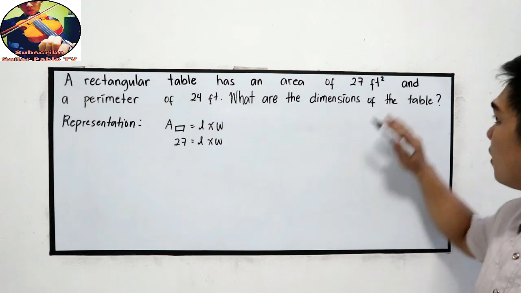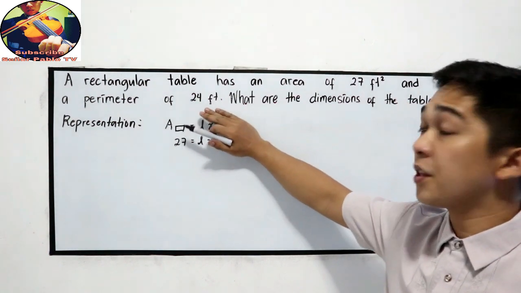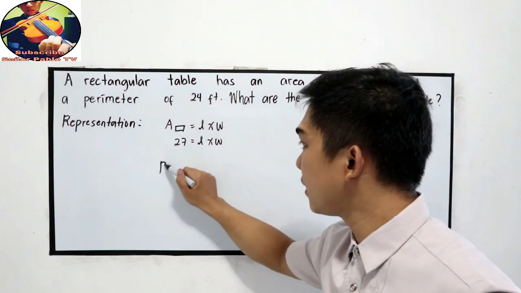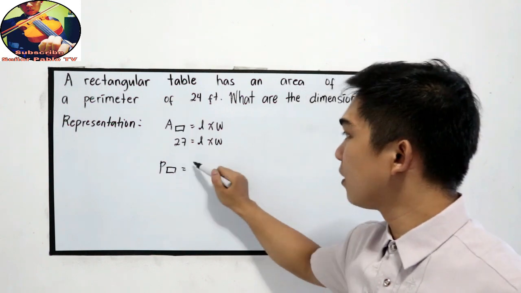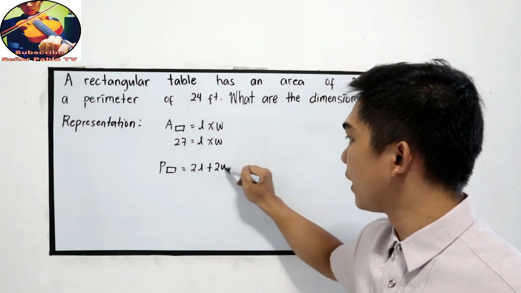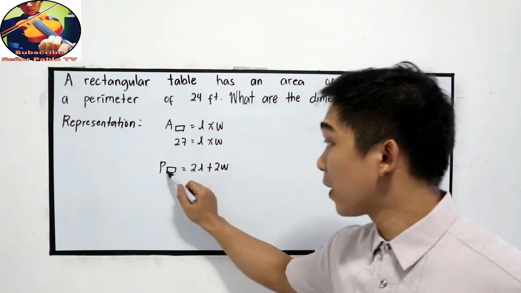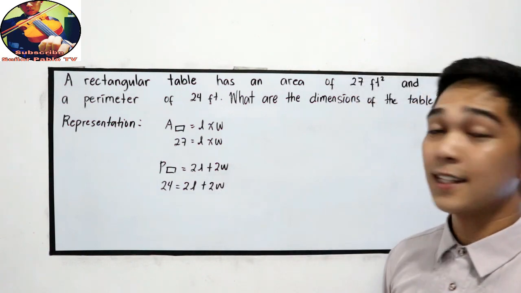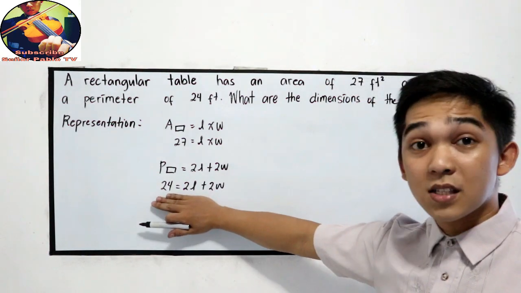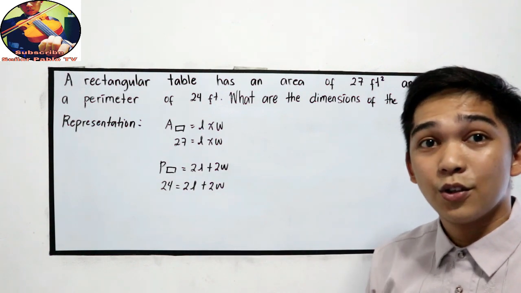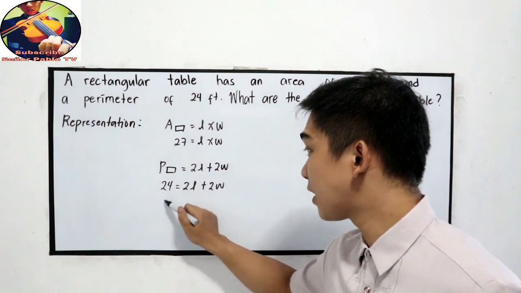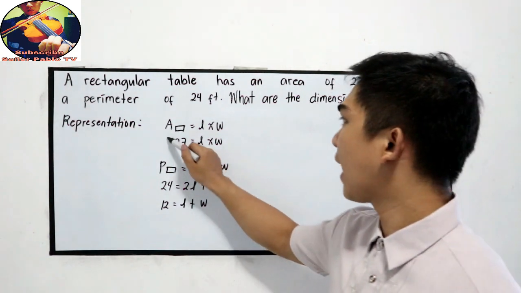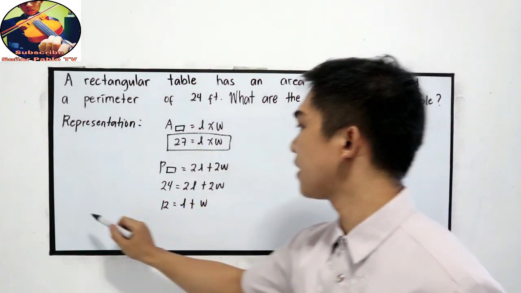Next, the perimeter of 24 feet. Given din si perimeter. Anong perimeter natin? 2 length plus 2 width. So ang perimeter daw ay 24 is equal to 2L plus 2 width. Pwede natin siyang i-reduce kasi divisible by 2. Divided by 2, 12 is equal to length plus width. Ito yung kailangan natin.